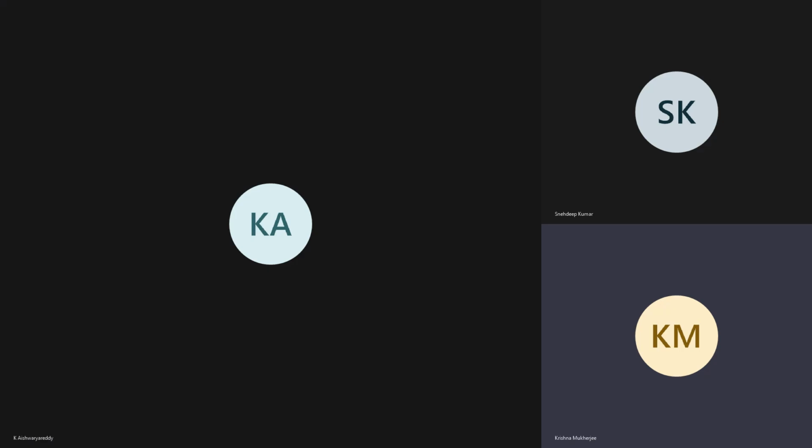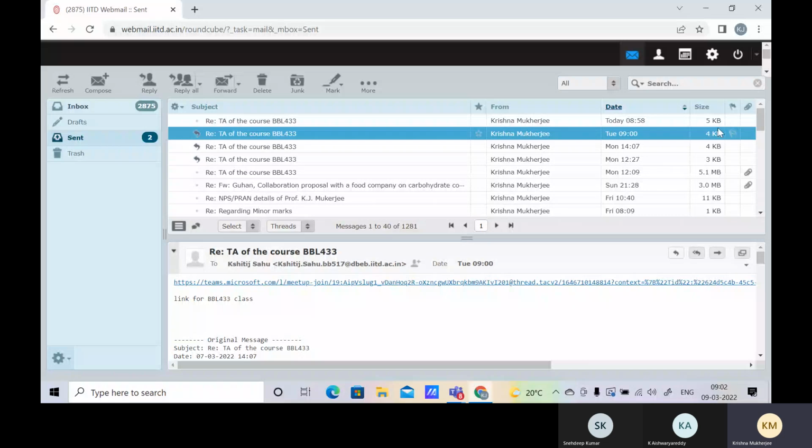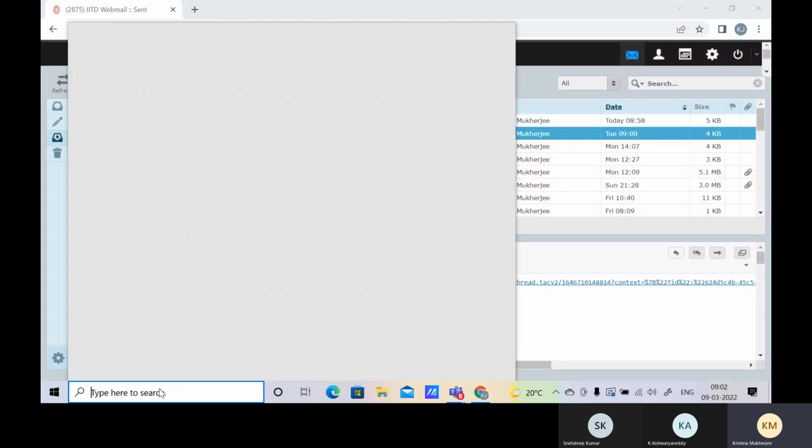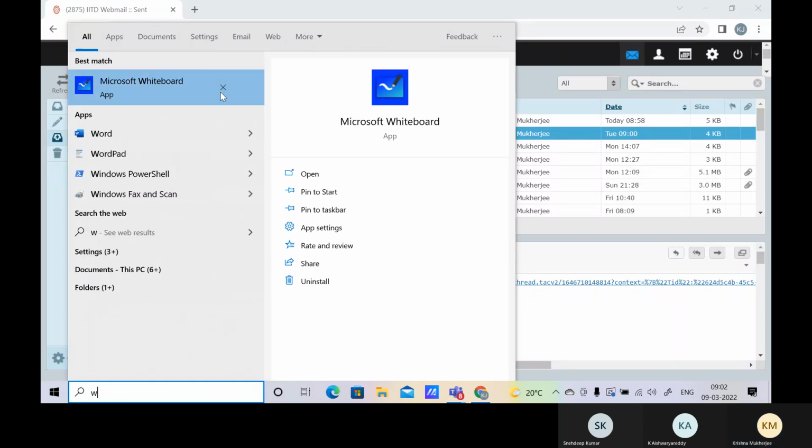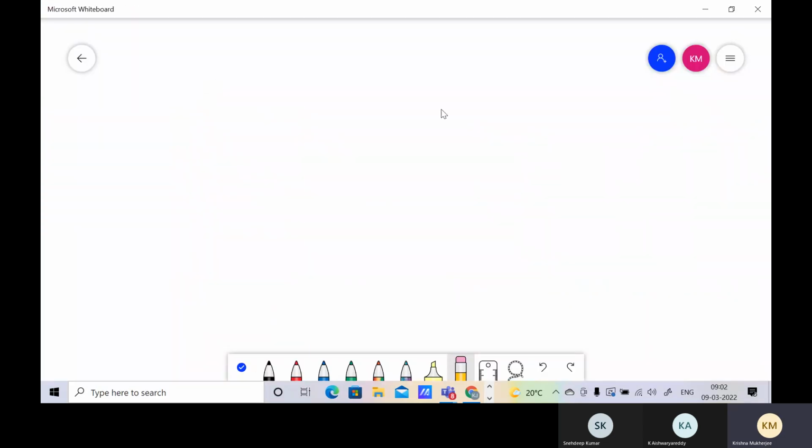To the screen and sort of whiteboard. Can you see the whiteboard, both of you?